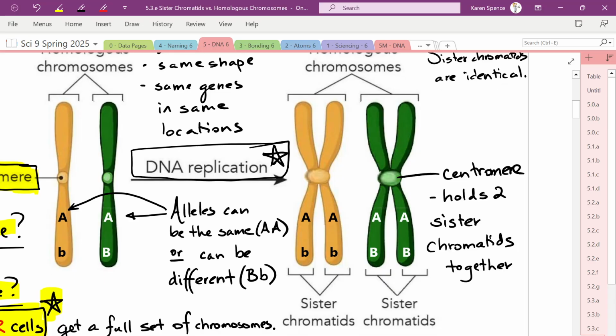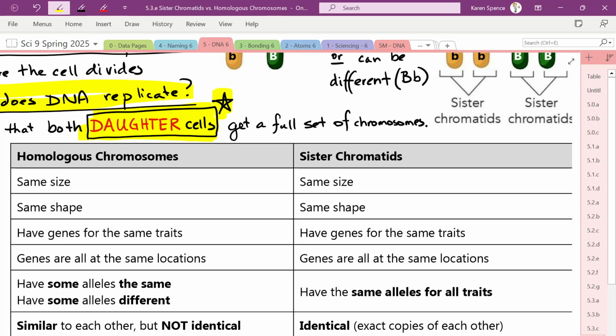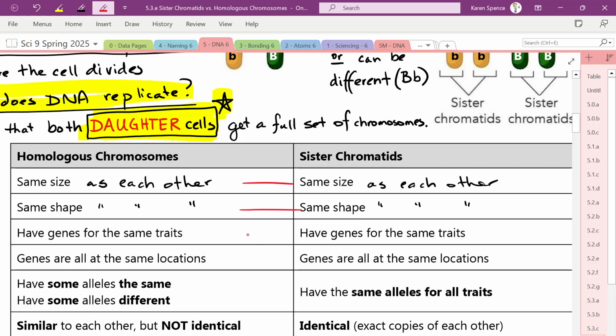So we have a little comparison chart down at the bottom. Homologous chromosomes are the same size as each other. They are the same shape as each other. And they have genes for all the same traits, and the genes are all at the same locations. Well, that's true of sister chromatids. Sister chromatids are also the same size as each other. They're the same shape as each other. They have genes for the same traits, and the genes are all at the same locations. So these things are all both. Both homologous chromosomes and sister chromatids all have these in common.